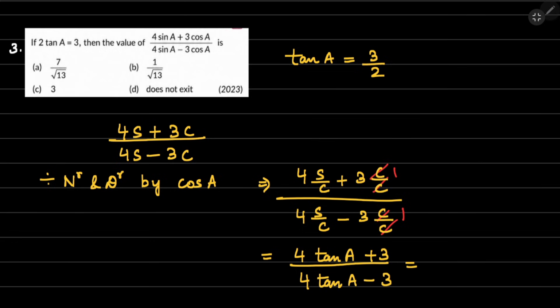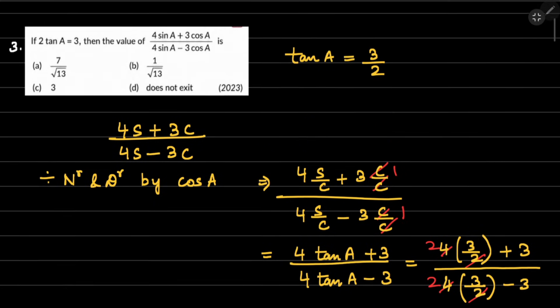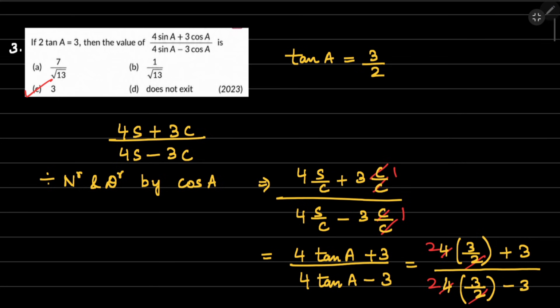Just substitute the value of tan A, 3 by 2. So 4 into 3 by 2 plus 3, whole divided by 4 multiplied by 3 by 2 minus 3. So if you cancel, 2 2s are 4. So what is 2 into 3? It is 6 plus 3 divided by 6 minus 3. So 6 plus 3 is 9 by 3, which is 3. So the correct answer is option number C, which is 3.